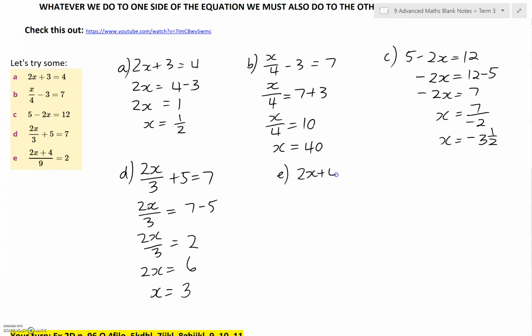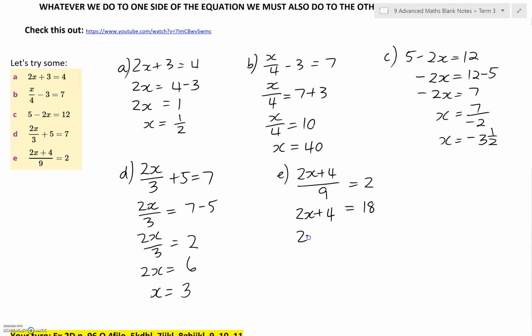Now, 2x plus 4 over 9 equals 2. This one is different than the last two. In this case, the whole left-hand side is divided by 9. So the thing we're going to do first is get rid of the bottom of that fraction, or in other words, multiply both sides by 9. So 2x plus 4 equals 18 here. You can see, because the entire expression is over the 9, we do things in a different order here.